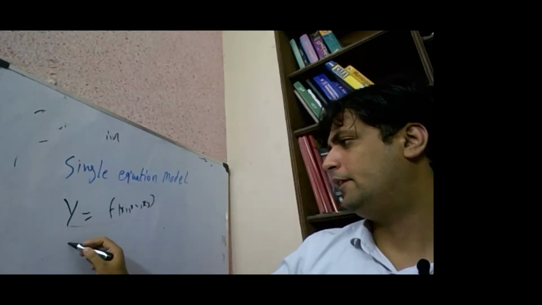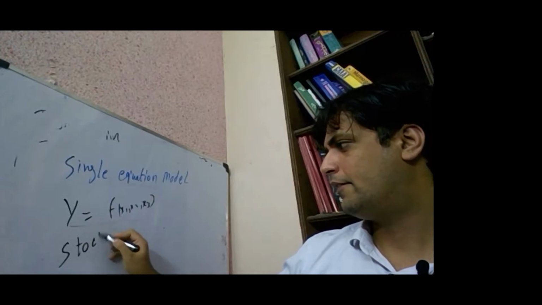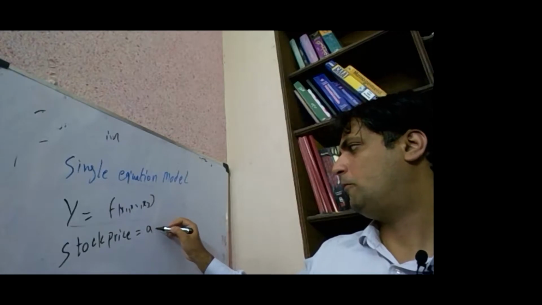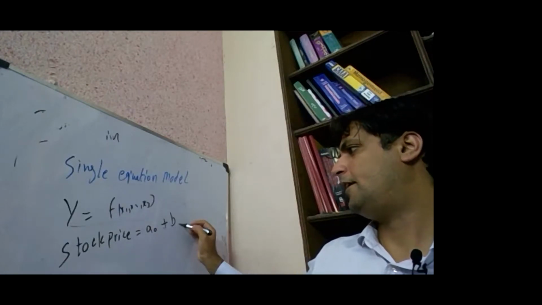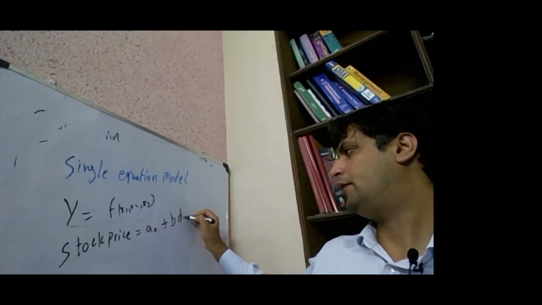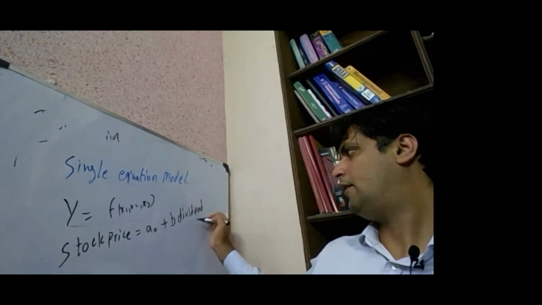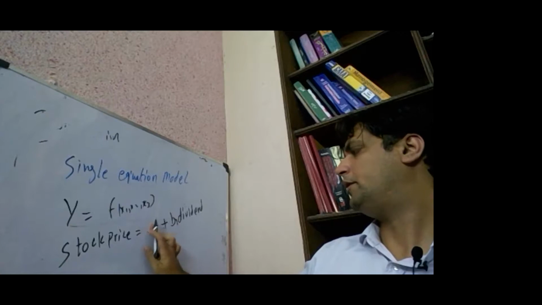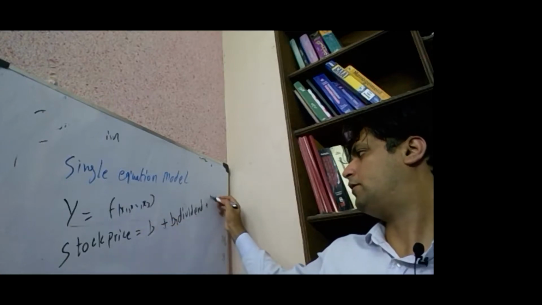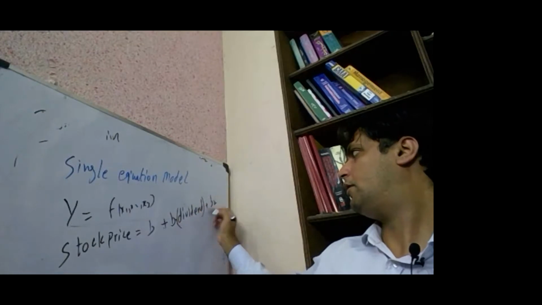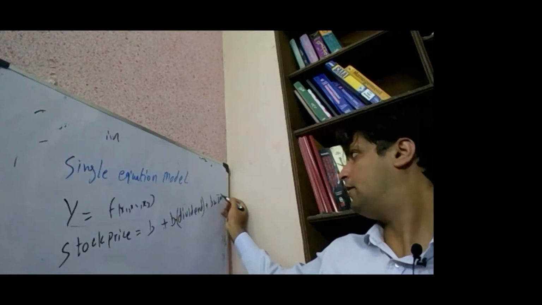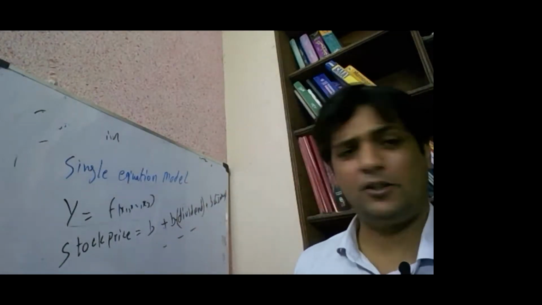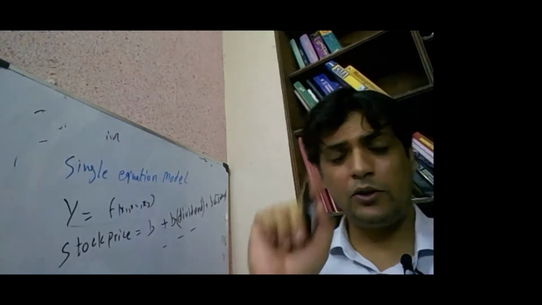So, for example, you can say that your stock price is moving when there is a change in dividend. So this is beta naught, this is your equation, B1 dividend, B2 interest rate, and so on. You can add many variables. It depends on what your theoretical claim is. But this is all using one equation.